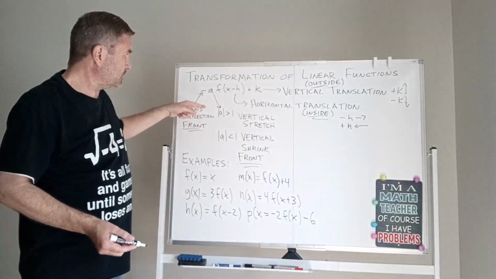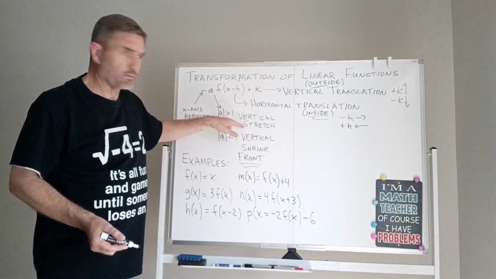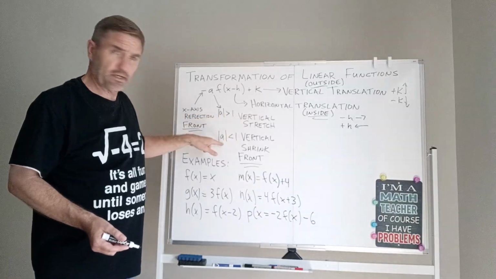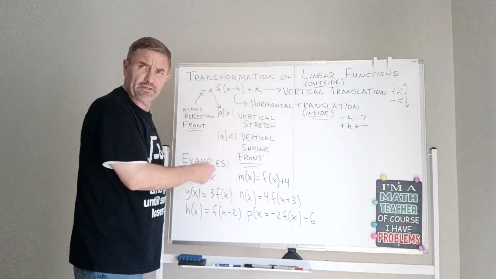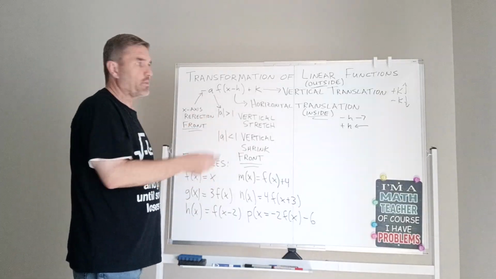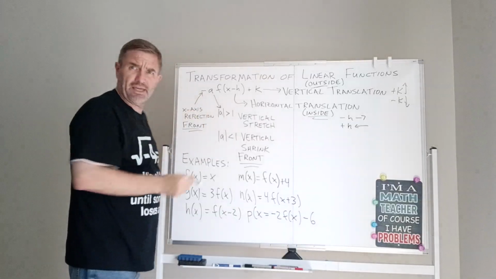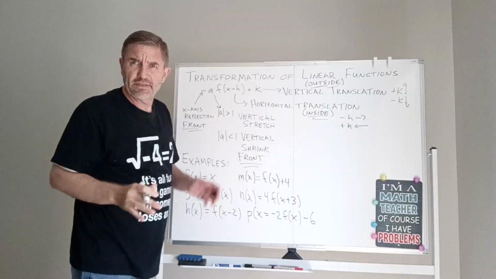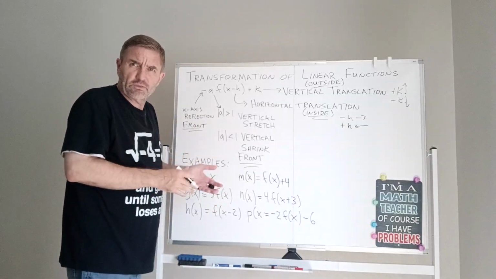Then out front, you have your A. Now, if the absolute value of A is greater than 1, it's a vertical stretch. If the absolute value of A is less than 1, it's a vertical shrink. Now, I don't like dealing with absolute value on here because it kind of messes things up. So what I've done is I've separated the minus and the A. So I look at the A without the negative. If the A is bigger than 1, it's a vertical stretch. If it's less than 1, it's a vertical shrink.